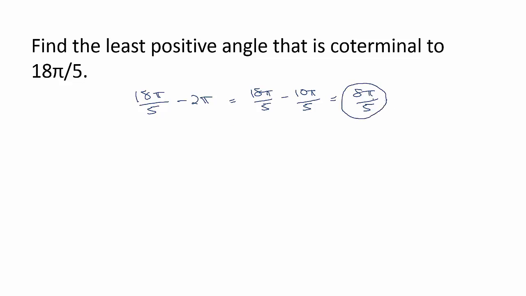Let's see, where is that angle? 8 pi fifths. Let's see, so all the way around here, this would be 5 pi fifths, and then 10 pi fifths, so we're pi fifths short, so we're just back here a little bit. So 8 pi fifths is just to revolve around here like this, whereas 18 pi fifths would have been to go all the way around once and then go 8 pi fifths.